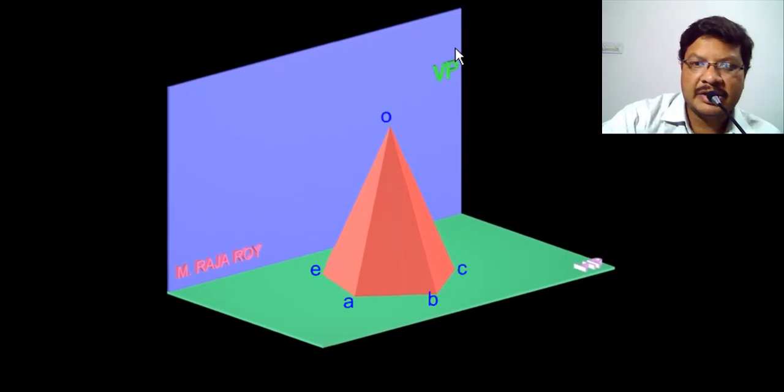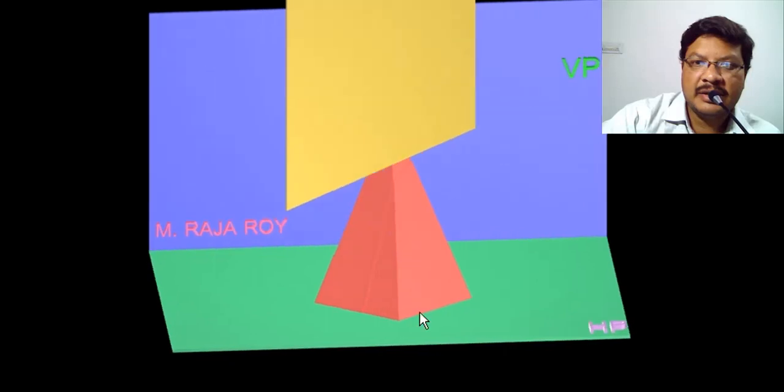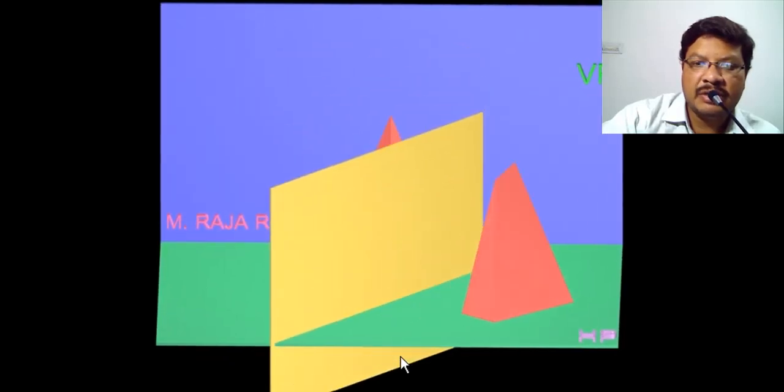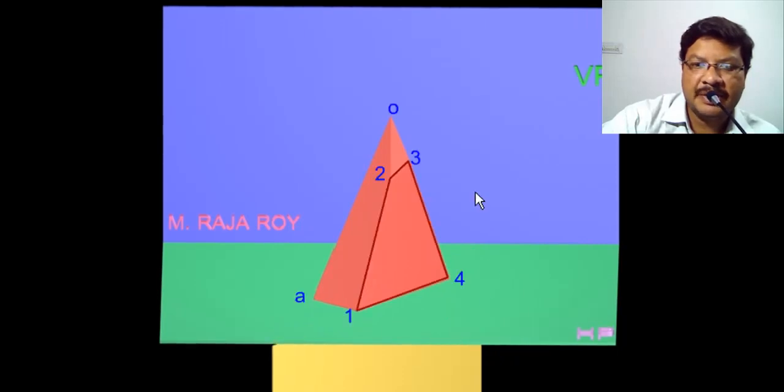You have to send the section plane such that it is perpendicular to HP. In the perpendicular direction only you have to send the section plane. This portion I have removed, which is in between the observer and section plane. This is the section obtained.